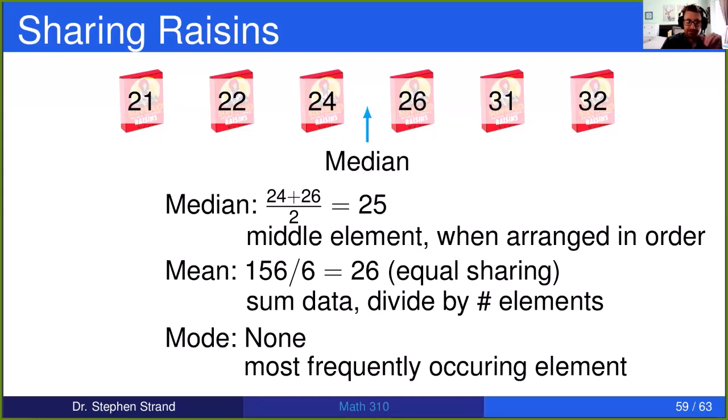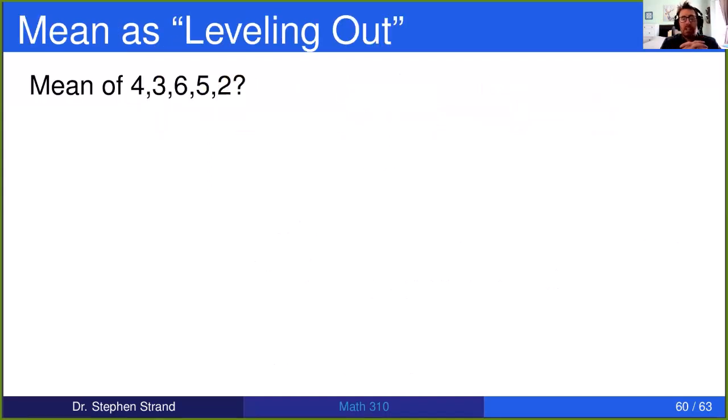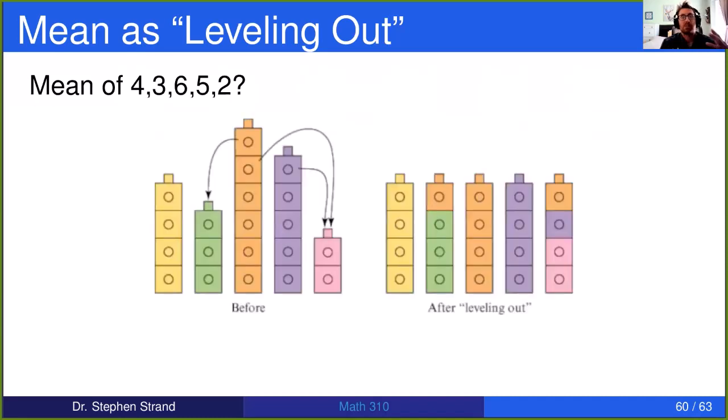But we'll talk more towards the end of the video about when the mode is a really useful measure of center. So another way to think about the mean that can be kind of nice is as a leveling out. So let's say we wanted to find the mean of these 5 numbers, 4, 3, 6, 5, and 2. What we could do is think of making stacks of blocks to represent each of those digits. So the 4 yellow blocks represent the number 4, the 3 green, the number 3, and so on. And so we can think about sharing the blocks among each of those 5 stacks to find out what the average is, or the mean in this case. And the mean would be 4, because when we distribute all the blocks evenly and level them off so they're all the same height, exactly 4 fit in each tower.